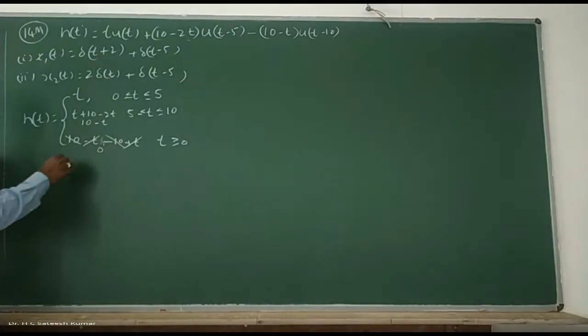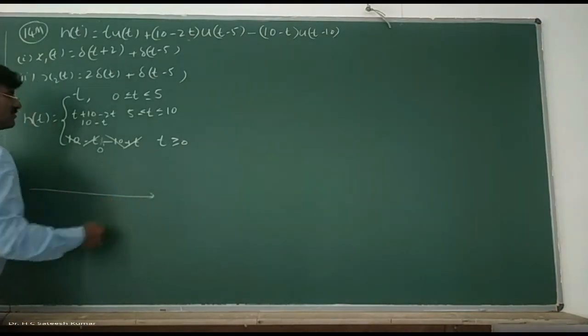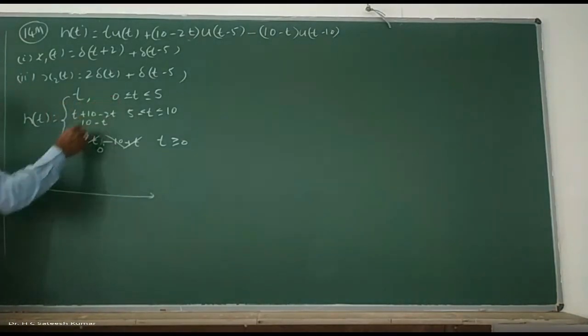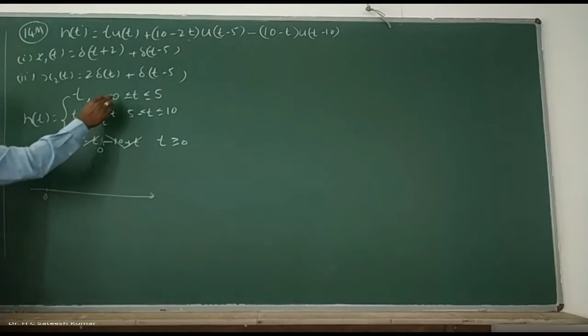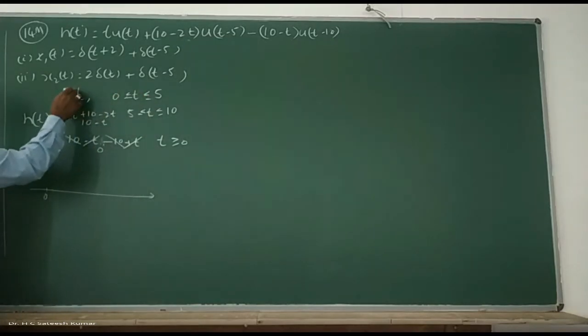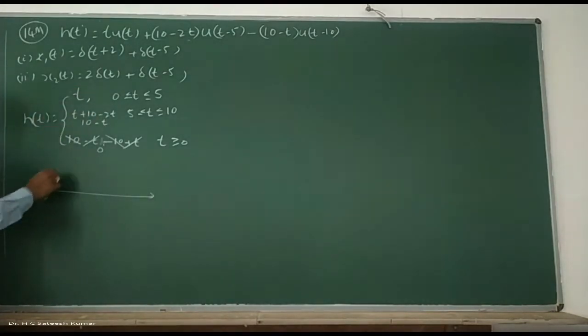Okay, right. Now, once you sketch this, the rest is very simple. Starting from 0, from 0 to 5 there is a straight line with slope equal to 1. Intercept is equal to 0, therefore it passes through the origin. Positive slope means increasing. So at 0, its value is 0. At 5, its value is 5. Straight line.